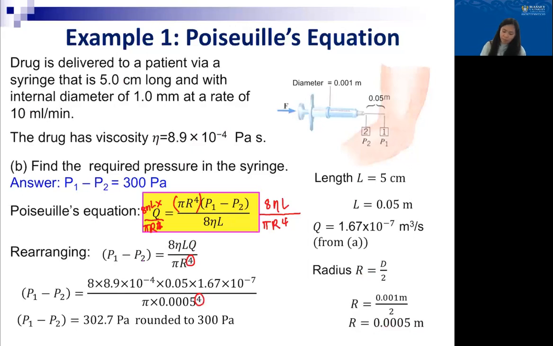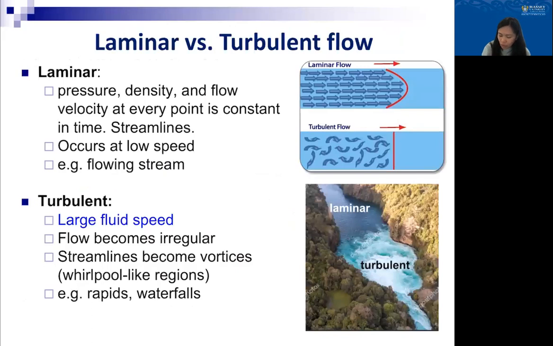Okay, so Poiseuille's equation is only applicable for viscous fluids. Now, when fluids flow, they can behave in a certain way, depending on how fast they flow. And so we can classify flow as laminar or turbulent, depending on how fast the fluid is flowing and how the fluid molecules behave while they're flowing.